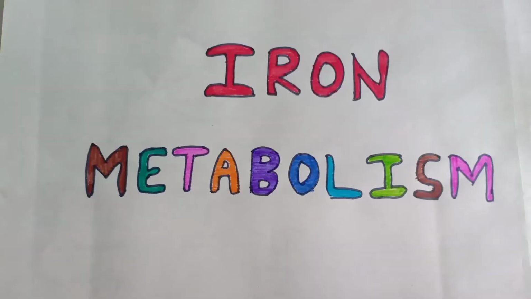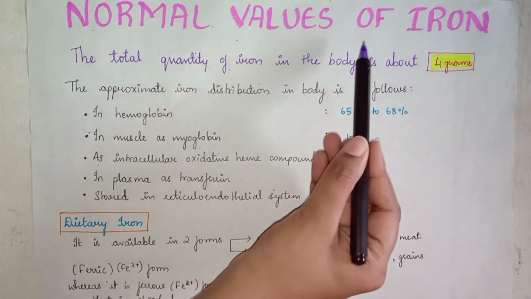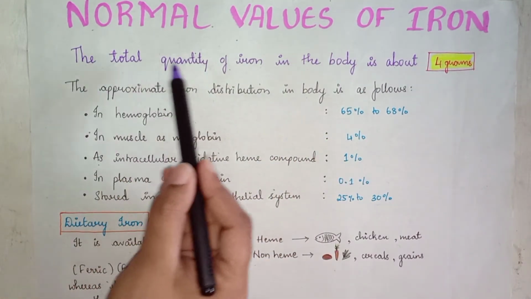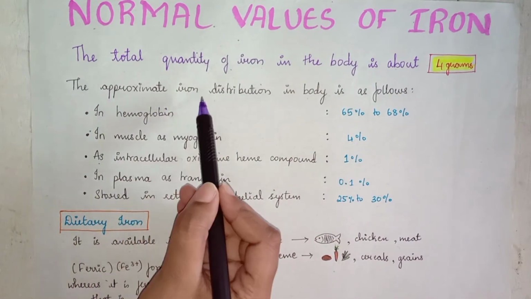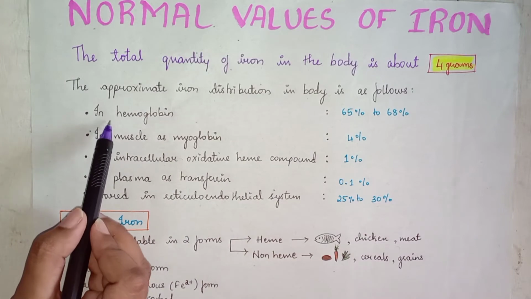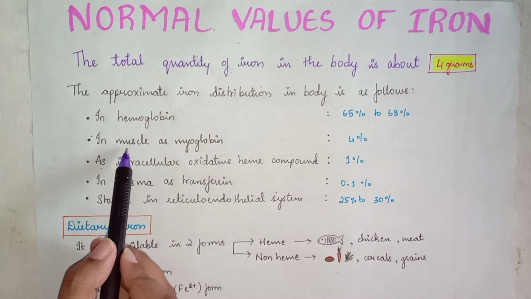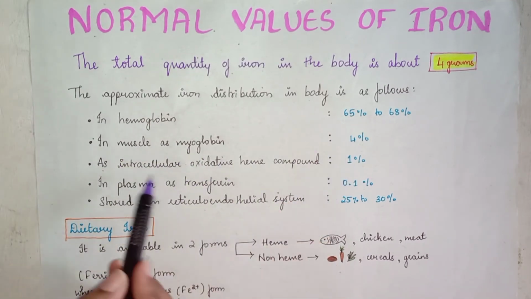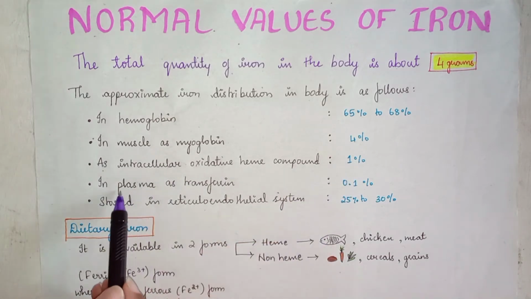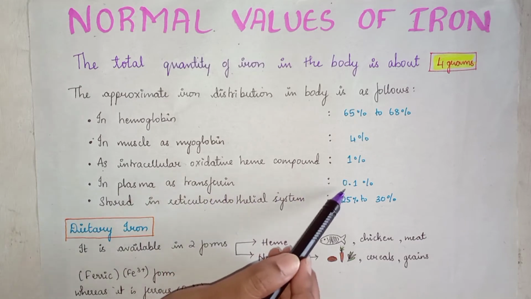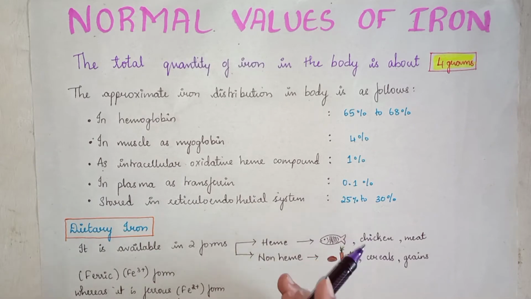Let's begin. Iron metabolism. Normal values of iron. The total quantity of iron in the body is about 4 grams. The approximate iron distribution in the body is as follows. In hemoglobin, it is 65 to 68%. In muscle, as myoglobin, it is 4%. As intracellular oxidative heme compounds, it is 1%. In plasma, as transferrin, it is 0.1%. Stored in the reticuloendothelial system, it is 25 to 30%.